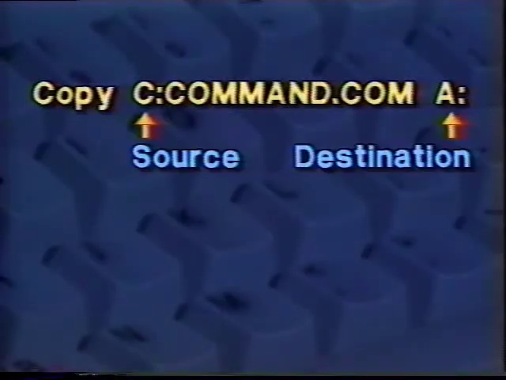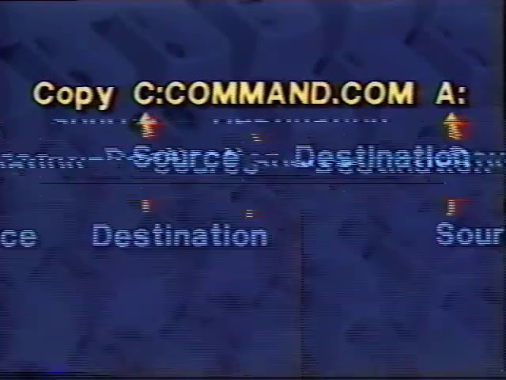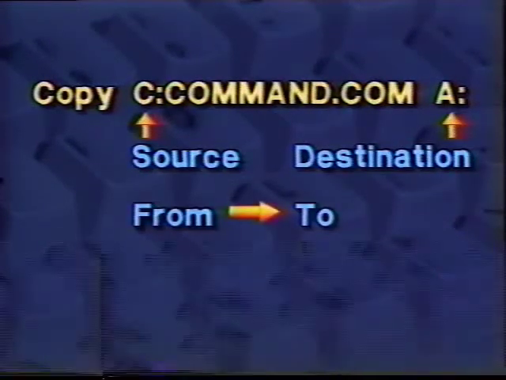Type copy, space, command.com, space, A:. The C drive is the source drive where our command.com command is located, and the A is the destination, or drive we want to copy our command.com file to. It is source, destination, or from, to.